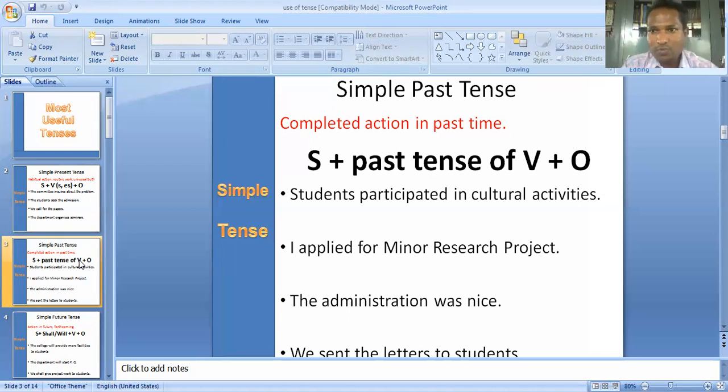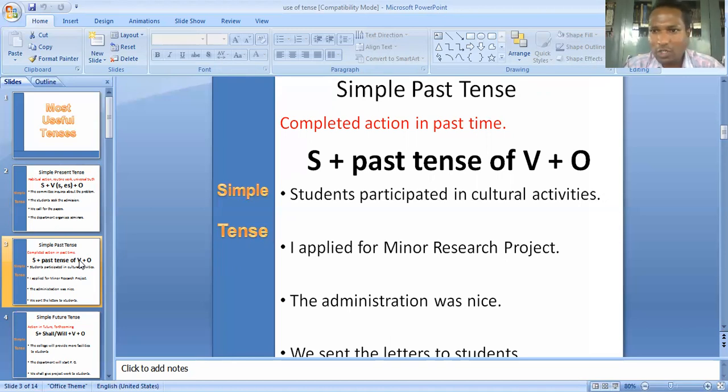सिंपल टेन्सेस मध्ये फर्स्ट फॉर्म सिंपल प्रेझेंट टेन्स, सेकंड फॉर्म सिंपल पास्ट टेन्स, and simple past tense shows you completed action and that is in past. The formula of this tense is subject plus past tense of the verb plus object. That is the formula. It's very simple formula.